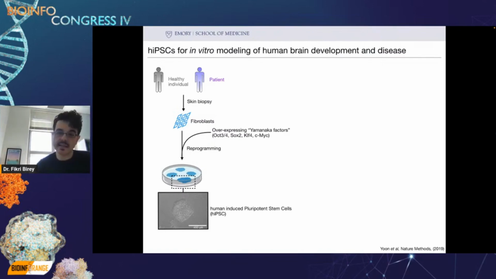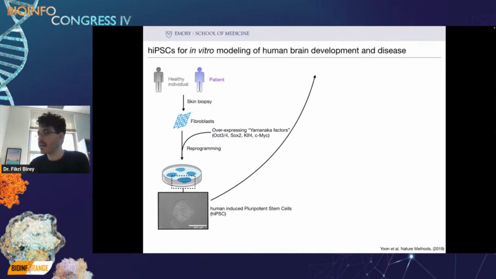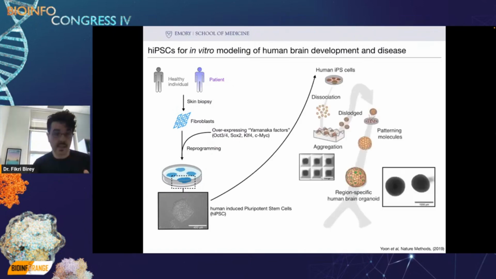And it's in that sense, they're very much like human embryonic stem cells, which are naturally found in the inner cell mass of a blastocyst. And then these cells can actually be dissociated and then reaggregated into these three-dimensional spheroids. And using various patterning molecules, small molecules, growth factors, specific cocktails of these, they can be differentiated into region-specific brain organoids that resemble specific parts of the developing brain.